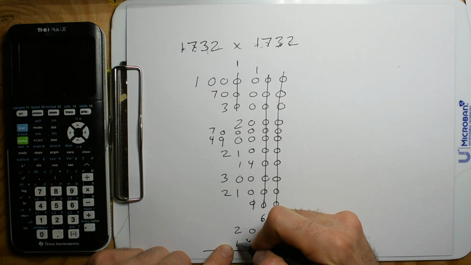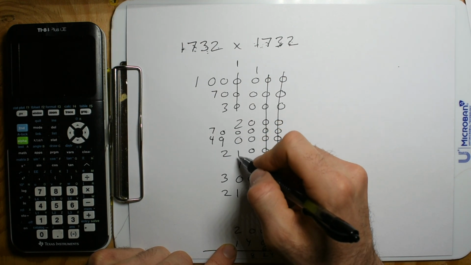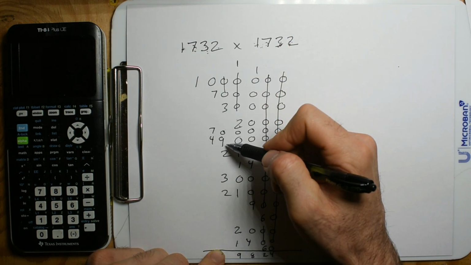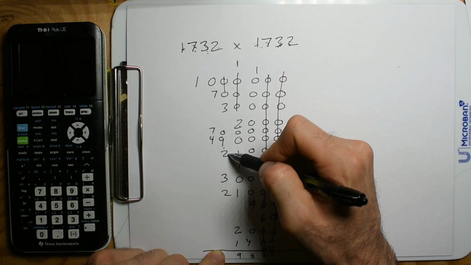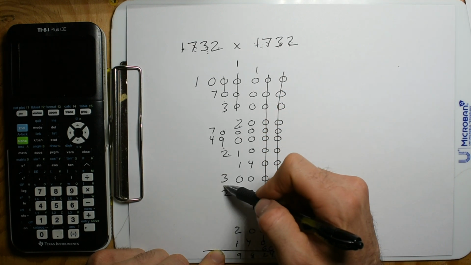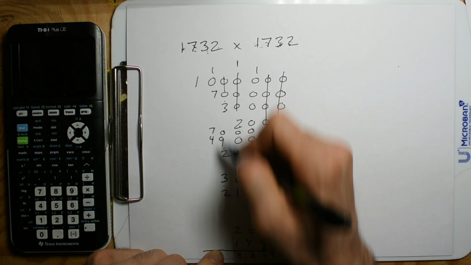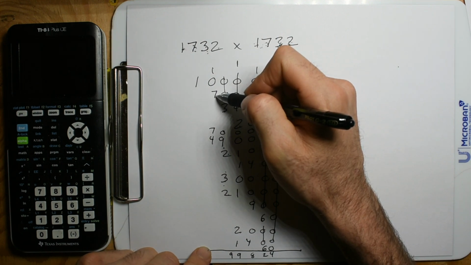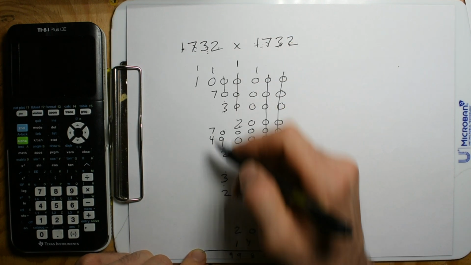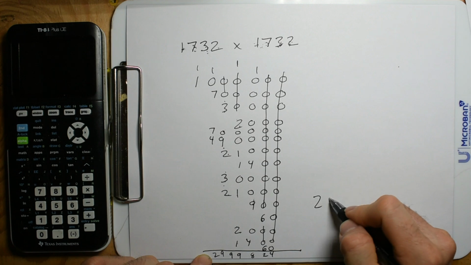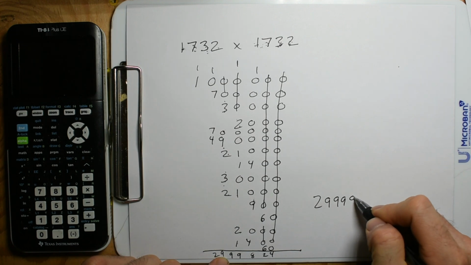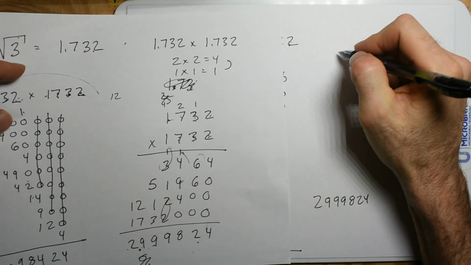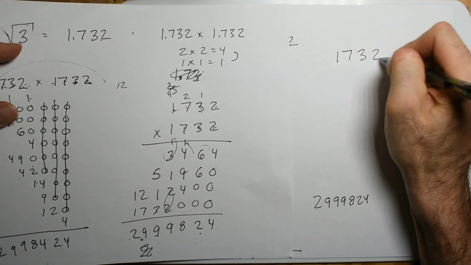And now we have 1, 2, 3, 4, 5, 6, 7, 8, 9. We got 9, 10, 11, 12, 13, 14, 15, 16, 17, 18, 19. 14, 18, 19. So we got 2999824. That's what I get. So let's redo this, because maybe I made a mistake.